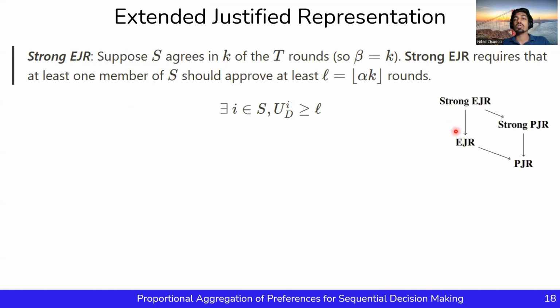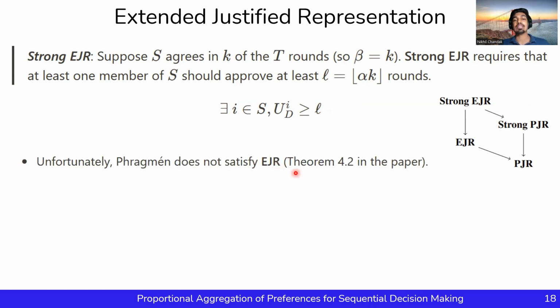Here, an arrow implies an implication. So strong EJR implies EJR with beta equal to T, and it also implies strong PGR because if we have at least one voter i whose total utility is at least L, then as a whole, the coalition is also happy with L rounds. Now, actually, we found that FRAGMENT does not satisfy EJR, which makes us wonder whether there's any other rule which can satisfy EJR.